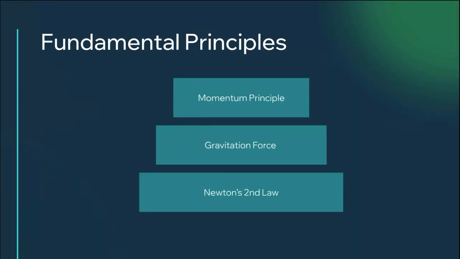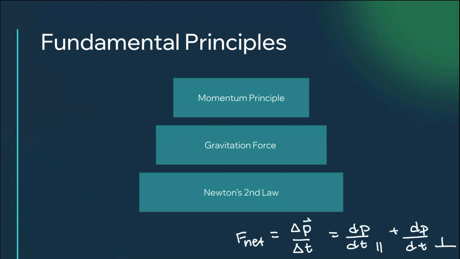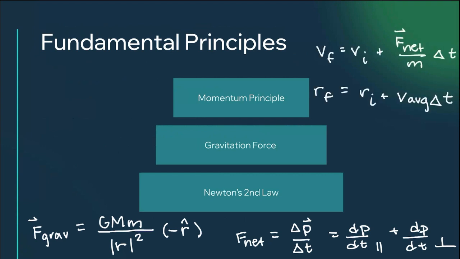So some of the fundamental principles that we will be covering is the momentum principle, which is shown in this equation right here. F net is equal to dp/dt, and that's also equal to the perpendicular momentum change plus the parallel momentum change. The gravitational force is covered in this formula right here. Gravitational force is equal to G times both masses divided by r squared times negative r hat. And then Newton's second law is the position and the velocity update formula. And we will be using all three of these and variations of these formulas and principles in our code.